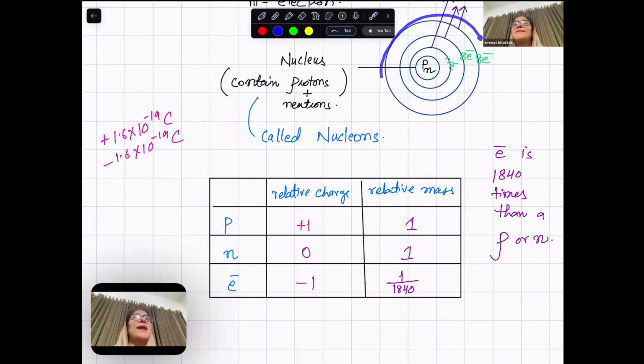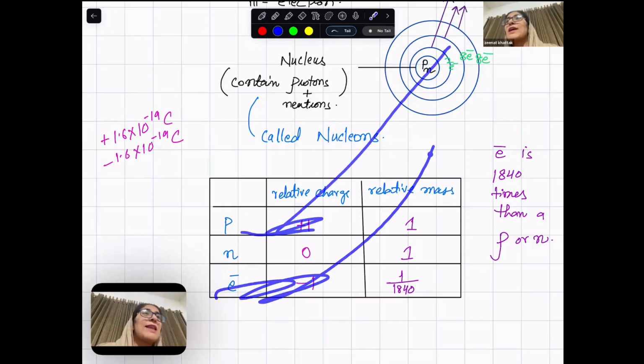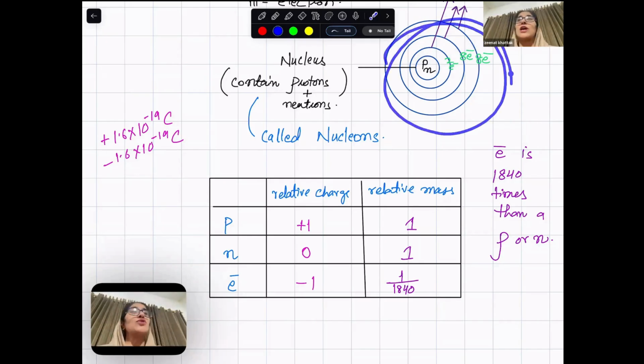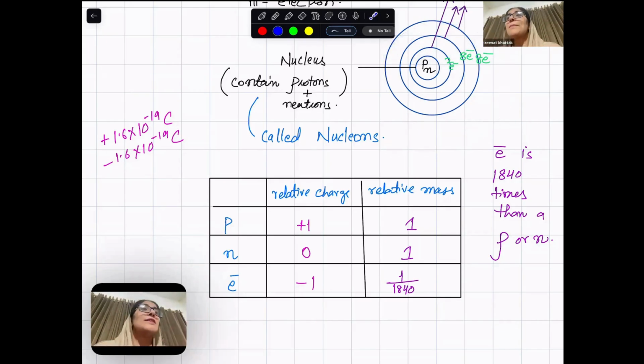So actually inside the atom, there are positive particles, there are negative particles, but is there any overall charge on the atom? No. Why? Because the electrons and the protons are always equal in an atom. Right? Atom contains protons, atom contains electrons. The proton is positive, the electron is negative, but there is no charge overall because the protons are equal to electrons.